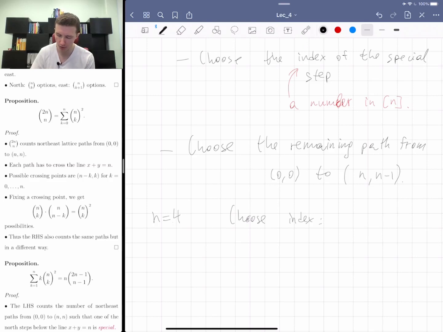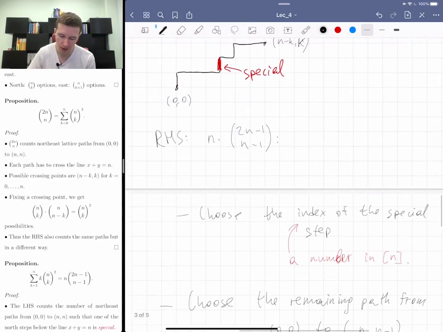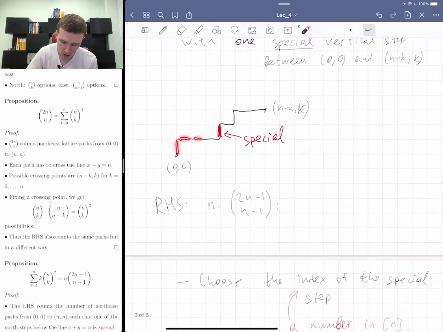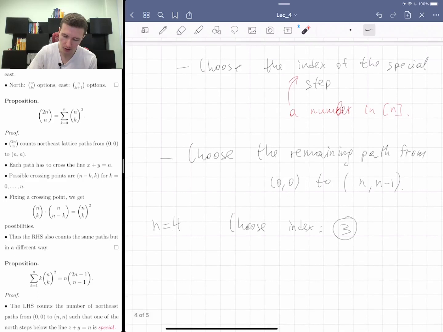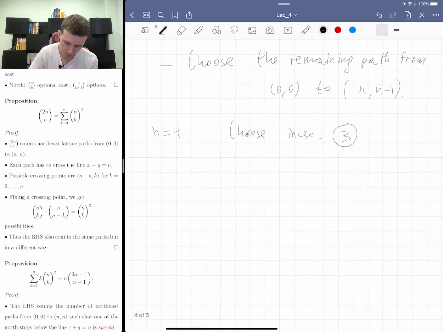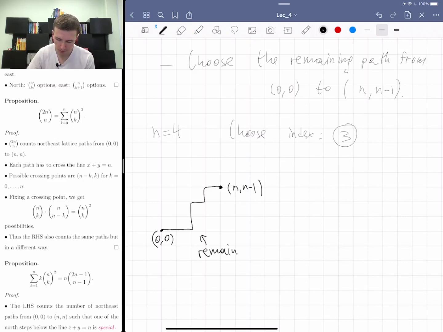Maybe I choose 3. So 3 is my index of the special step. The index is just the number of steps at which this special step appears. And then I also have to choose the remaining path from 0, 0 to n comma n minus 1. So here's my 0, 0, and n comma n minus 1 has coordinates 4, 3. And then I just choose any lattice path. Maybe something like this. That's my remaining path.